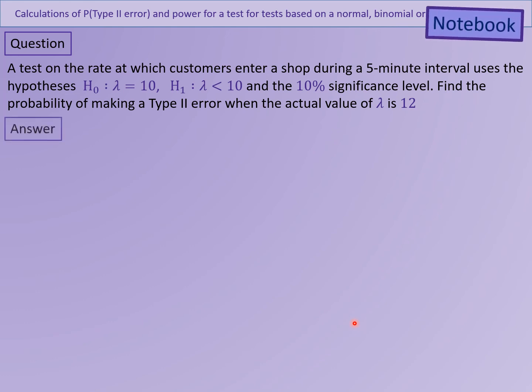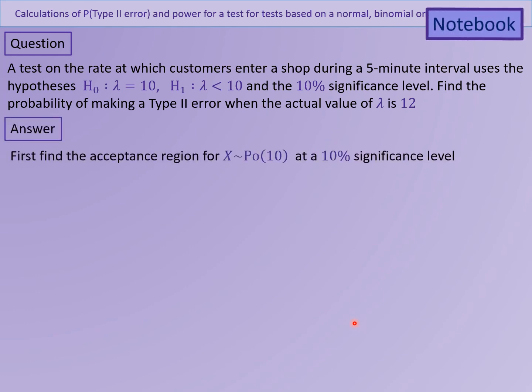Okay, so let's have a quick look then. The first thing we need to do is find the acceptance region. So the acceptance region, if the rate of people coming in was 10 at the 10% level. I can use my calculator and my table to look at the different probabilities. Probability of less than 13 is about 0.8645. So I definitely accept the null hypothesis there because it's not past the 10%.